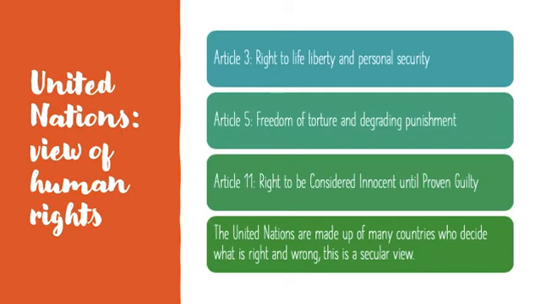The United Nations have articles, and these are the United Nations viewpoint. They are the United Nations Declaration of Human Rights. Article 3 says everyone should have the right to life, liberty and personal security. Article 5 says everyone should have freedom from torture and degrading punishment. Article 11, everyone should have the right to be considered innocent until proven guilty.